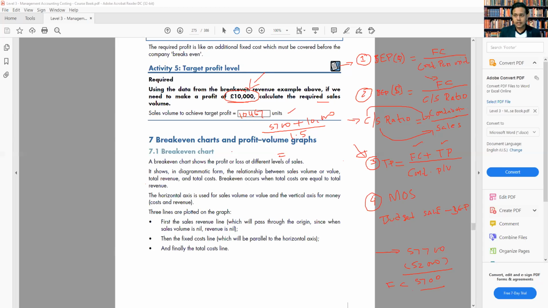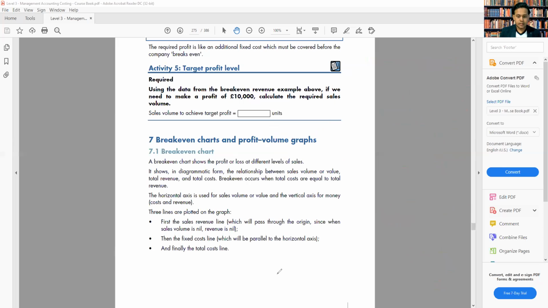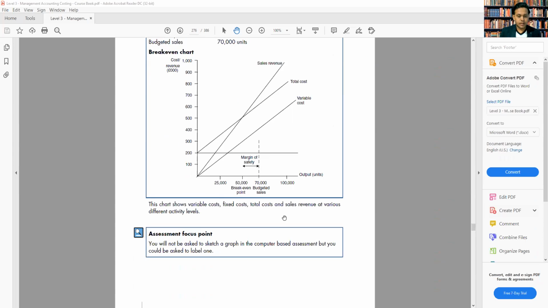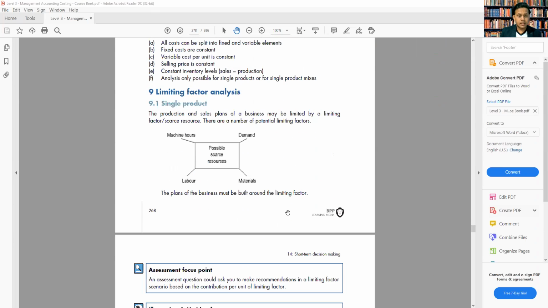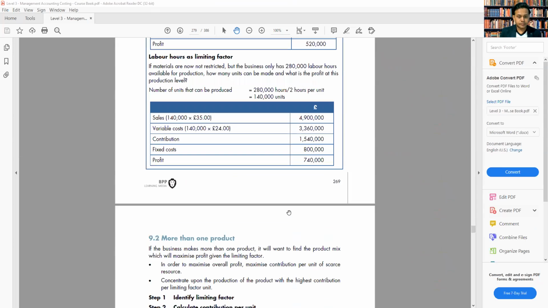All right, so let's move on to our next question. Let's have a look at what we have. There is so much here to read. You can read it yourself. That will be helpful for you.